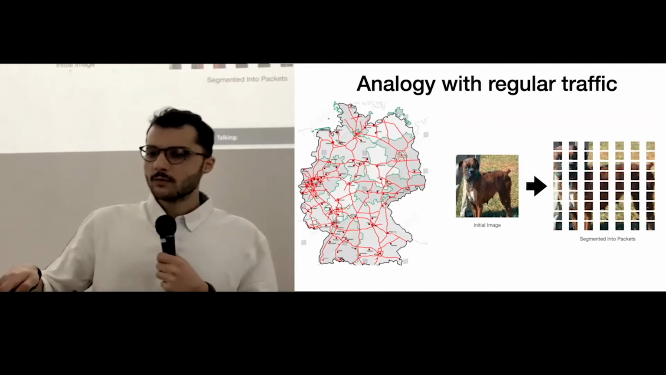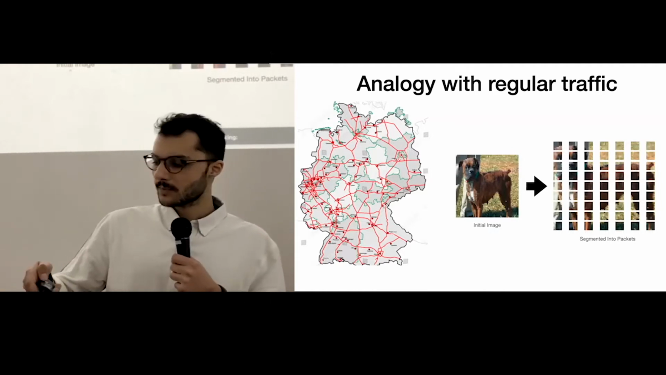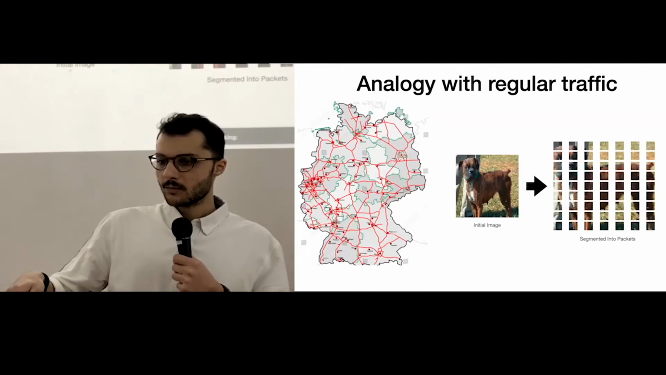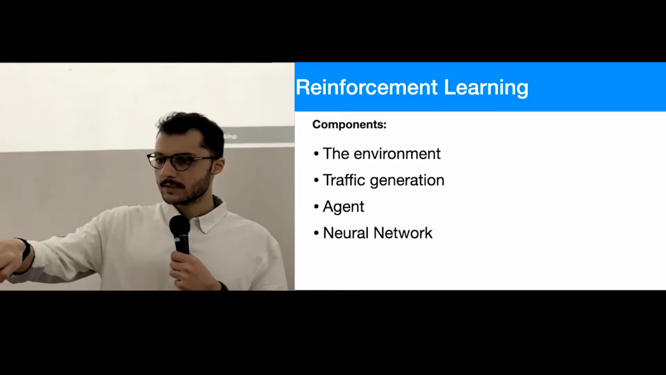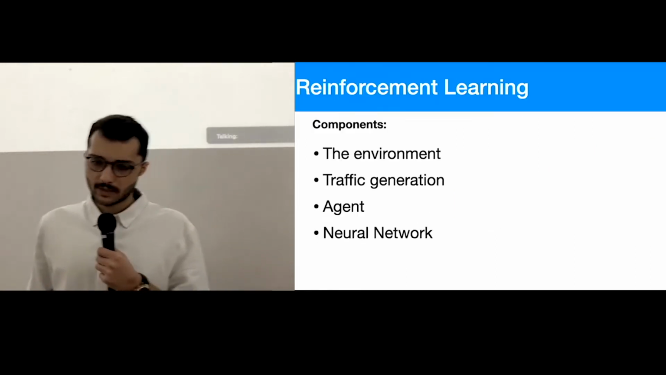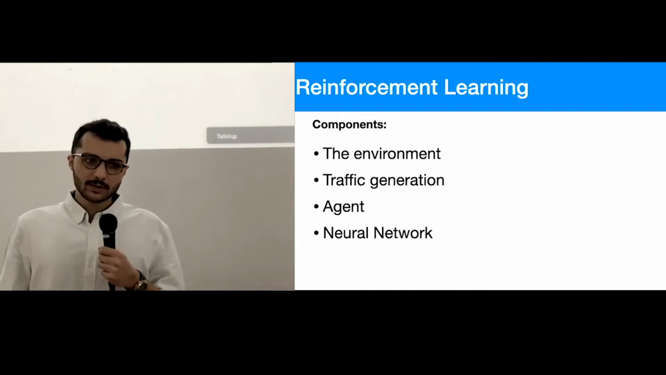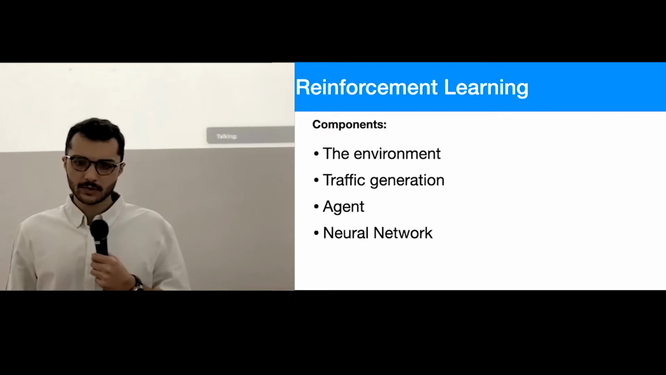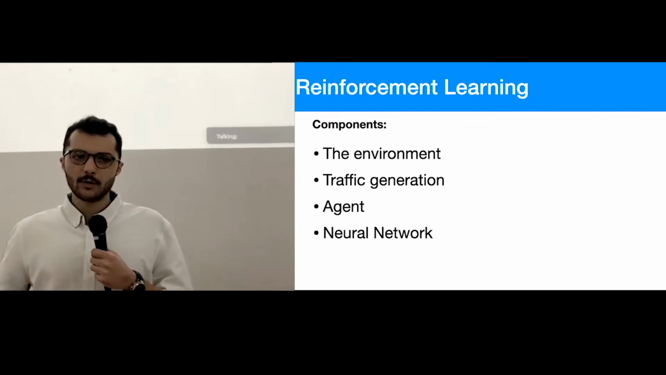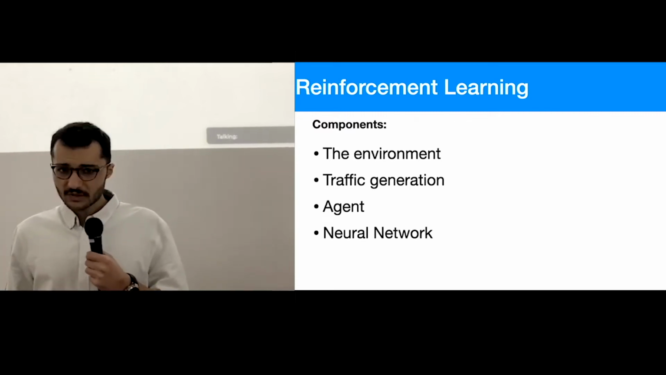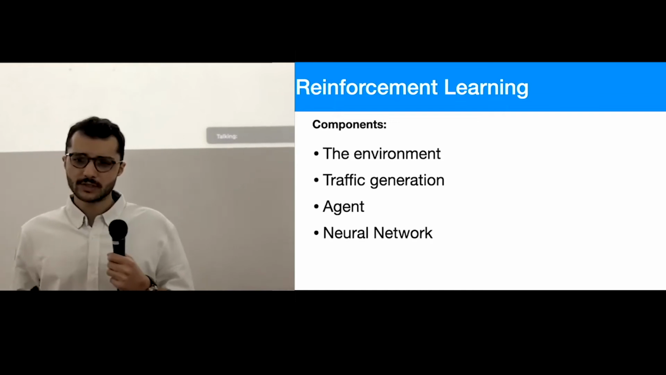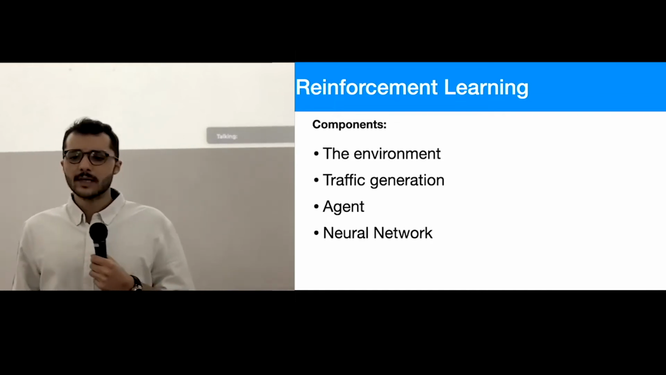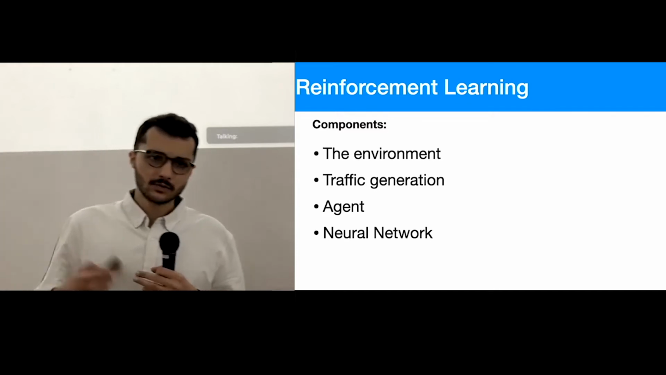And so what can we do to route the packets differently? What we try to do basically is apply reinforcement learning. So I have an agent look at a network and decide how traffic should be routed, for every hop until it reaches its destination. For doing reinforcement learning, we needed four things: the environment, a traffic generator, an agent, and a neural network.